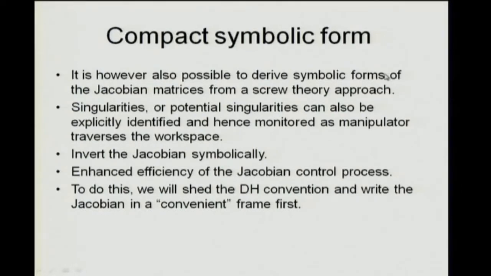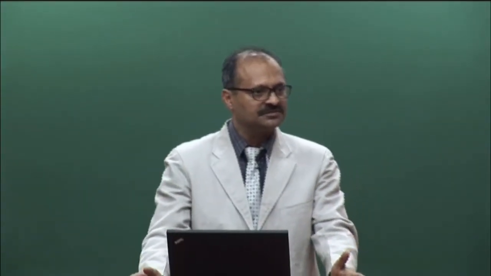Now, this is a fairly effective method, but it is possible to derive symbolic form of Jacobian matrices from a complete screw theory approach, a slightly different screw theory approach. The idea is that if you do this through the method which I just discussed, you can only work with numbers. So you cannot identify the configurations at which the Jacobian becomes singular, because you will get a set of numbers. So if I ask you, when you are planning the motion, can I know when you will reach a singularity? You can't answer that question. So that is a problem.